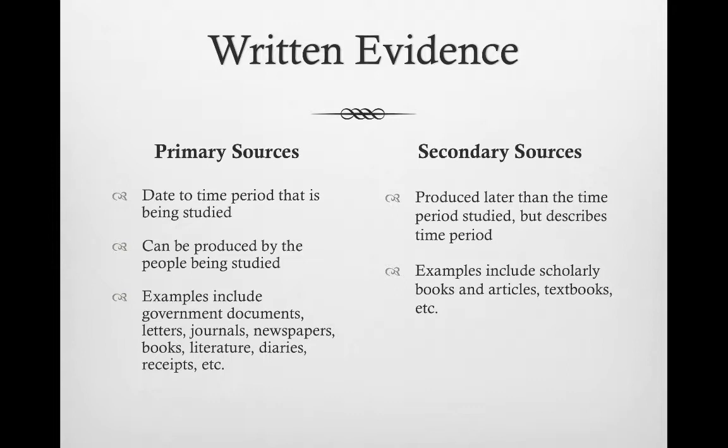The second type of written evidence is a secondary source. This is produced at a later time than the time period studied, but it describes the time period we're studying. Some examples of secondary sources include scholarly books and articles, as well as things like your textbook. The third type of written evidence, tertiary sources, will not be as useful to you. A tertiary source is just a compilation of primary and secondary sources, like an encyclopedia entry or a list, that doesn't go into very much depth.